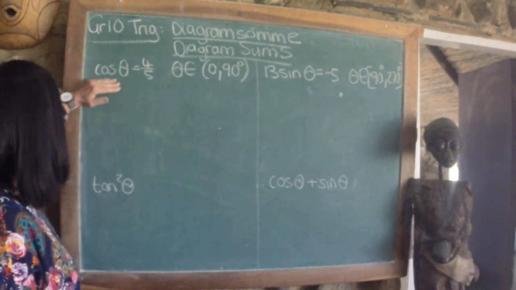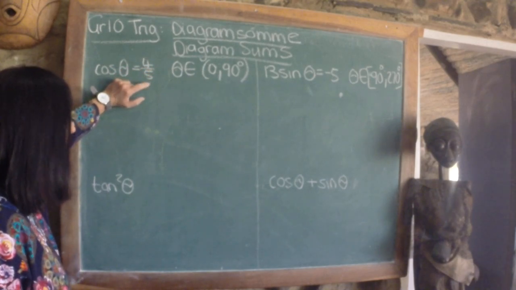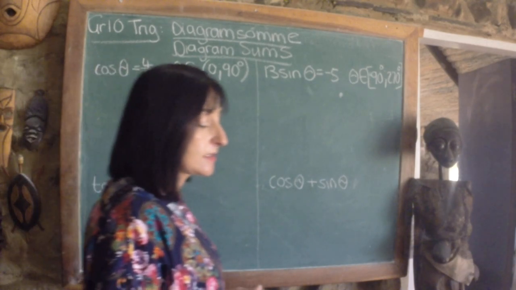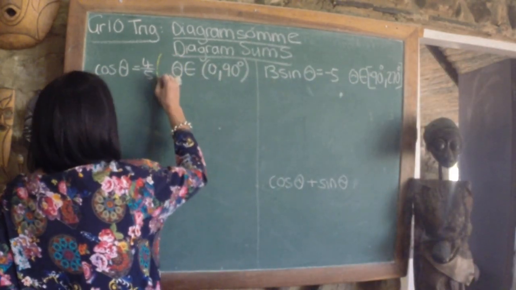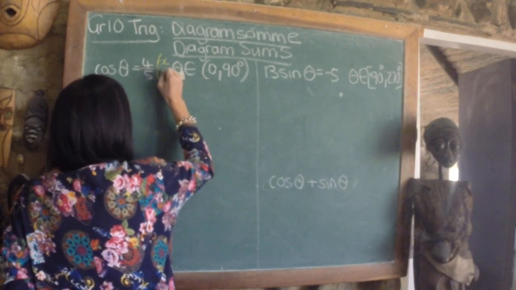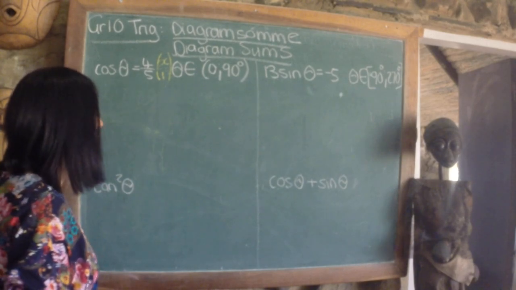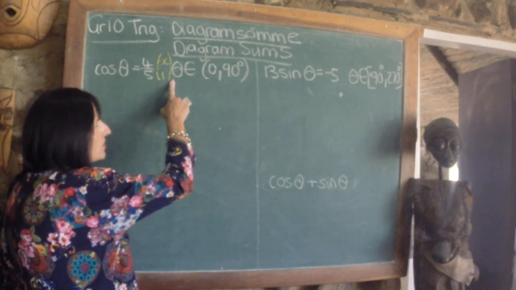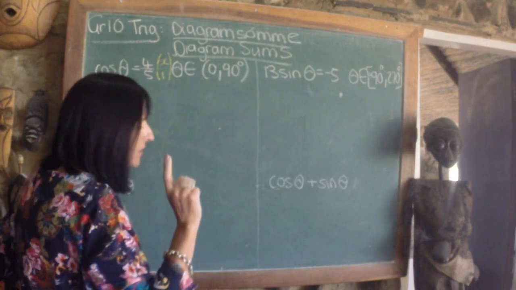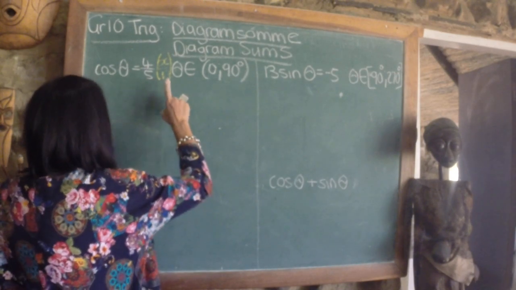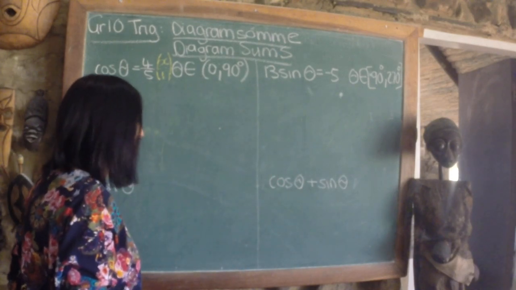Goed, kom ons kyk hier. Die kos van theta is gelyk aan 4 op 5. So ons weet graad 10's dat die kos op 'n Kartesiese vlak is x op r. So you can go and write that next to your expression. Maar hier langs dan staan nog iets. Hierso staan as cos theta gelyk is aan 4 op 5, that's the question. And theta is an element of 0 to 90 degrees.